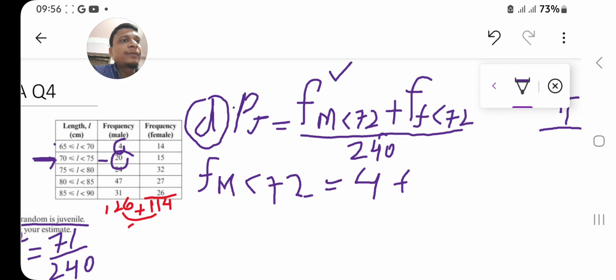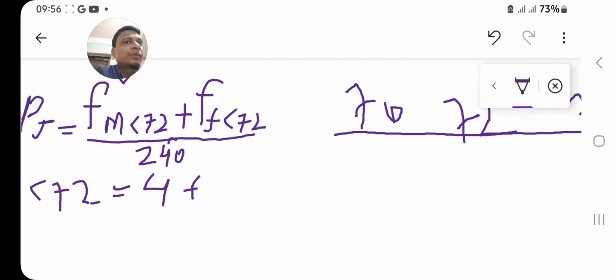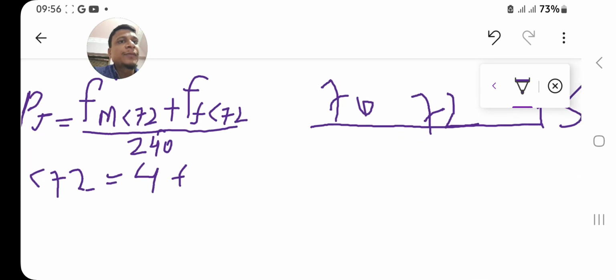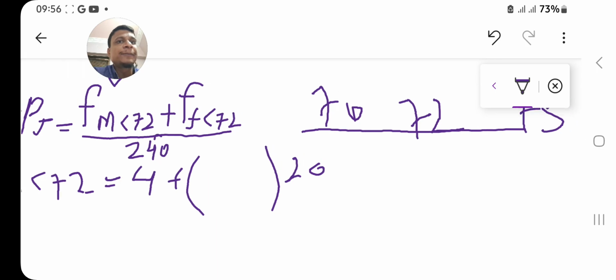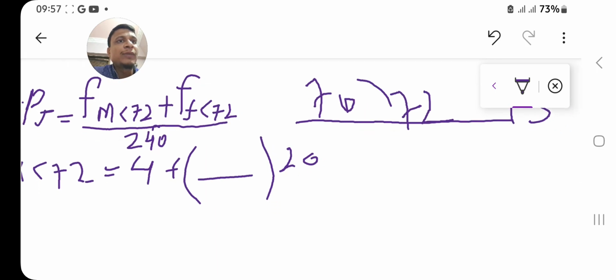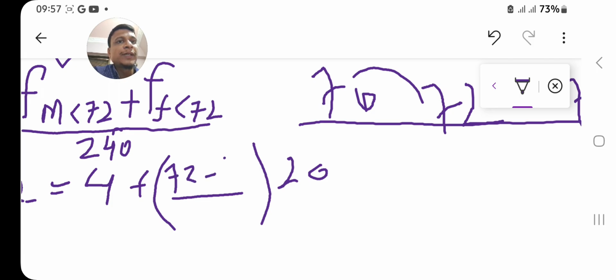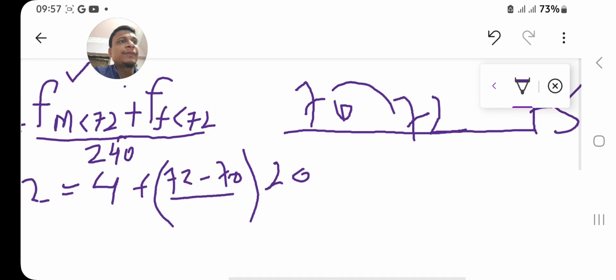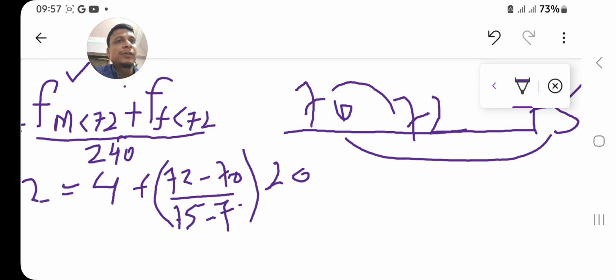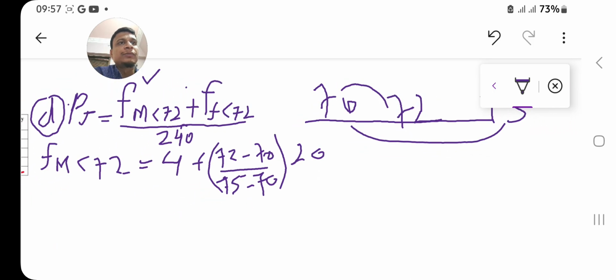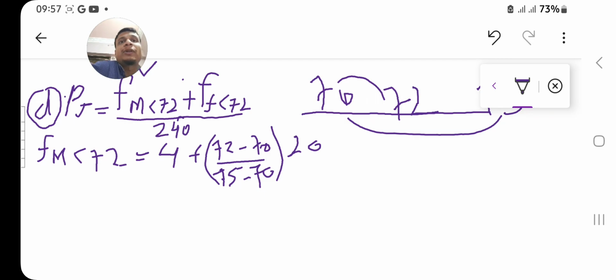So we will write 20 here, but as we don't want the whole 20, we will use interpolation. So it will be 72 minus 70 on the upper side, as we used to have in interpolation, and for the lower side we have upper minus lower, 75 minus 70. Okay, so this is how we will get the number of males less than 72 length. Here the answer is 12.